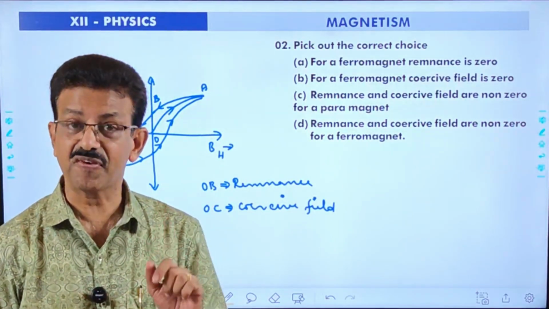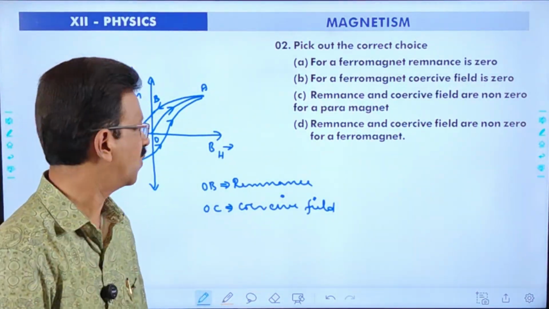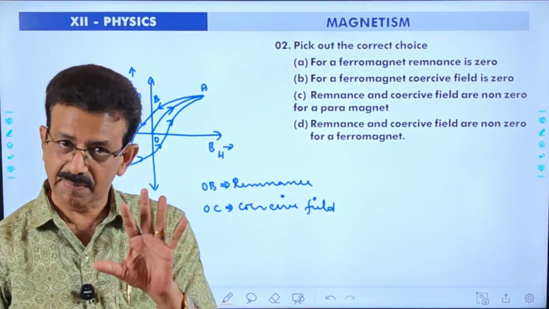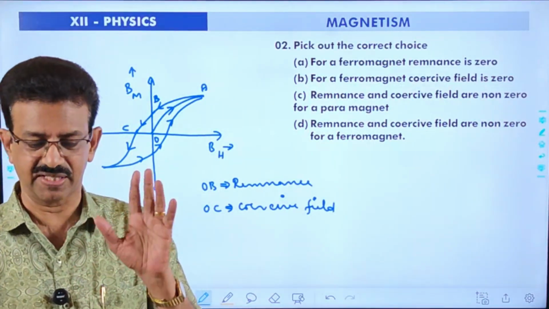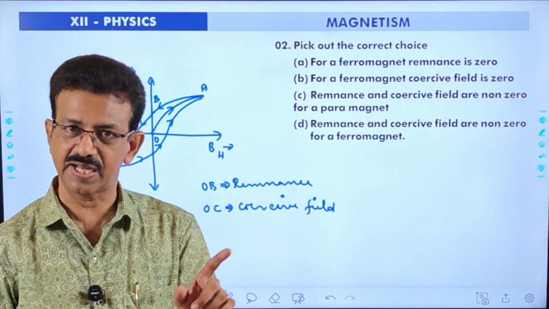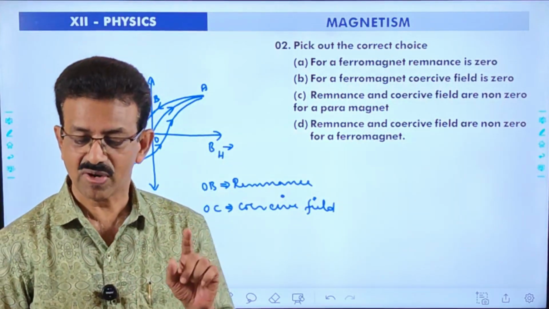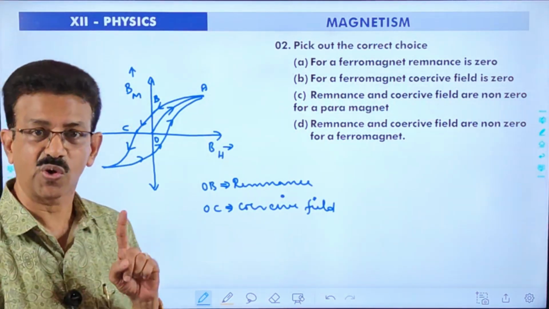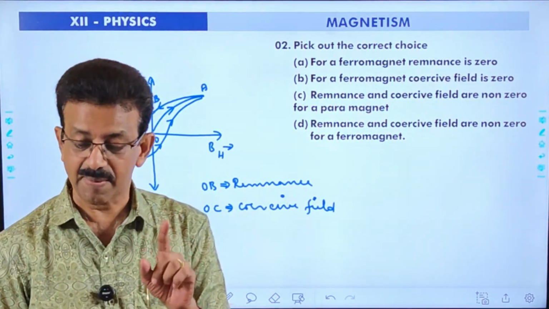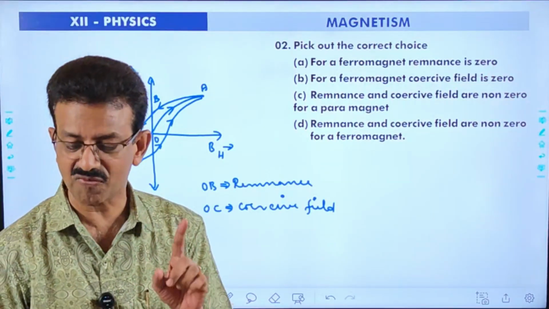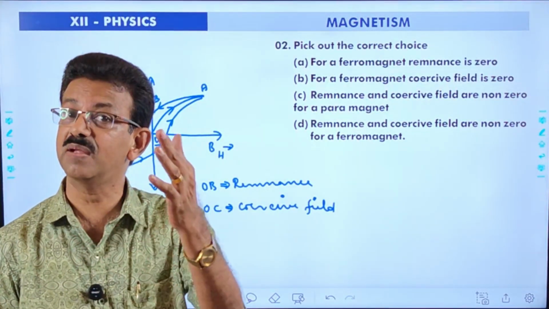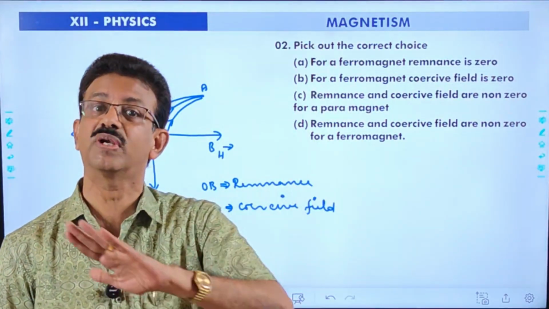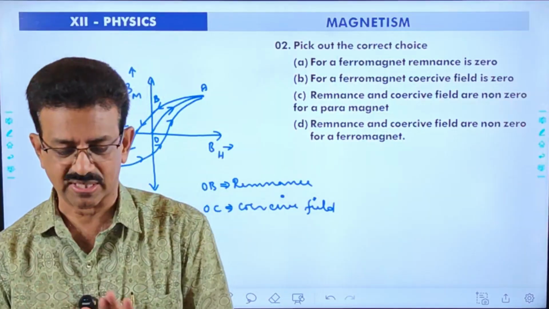Now, let's go to the question. The first choice is, for a ferromagnet, remnants is 0. For a ferromagnet, there is a non-zero remnants OB. Some magnetization is remaining even after the withdrawal. Remnants is 0, that statement is wrong. Then, second choice, for a ferromagnet, coercive field is 0. Here, coercive field is also non-zero. That's also wrong. Remnants and coercive field are non-zero for a paramagnet. For a paramagnet, immediately after the withdrawal of the given field, the entire magnetization will be ejected out. Nothing will be remaining there. That's also not correct.